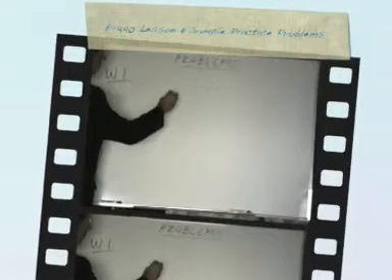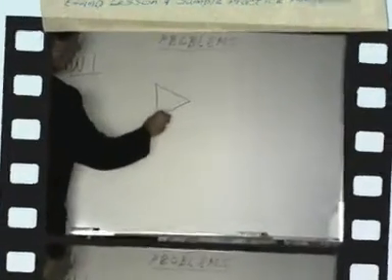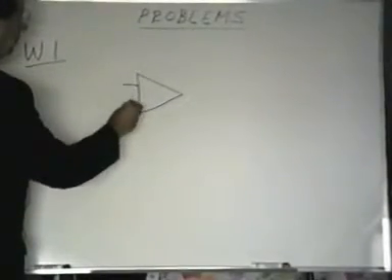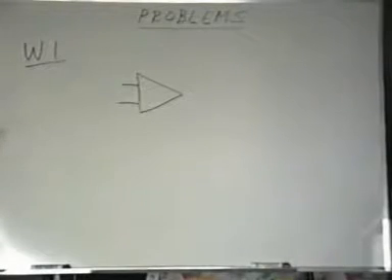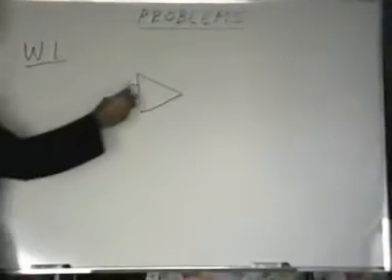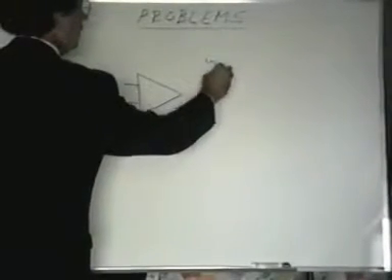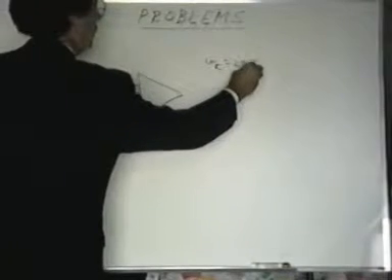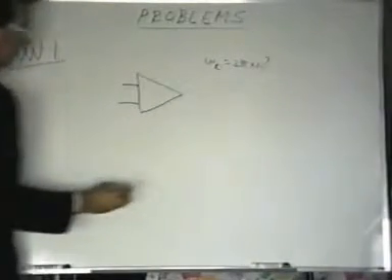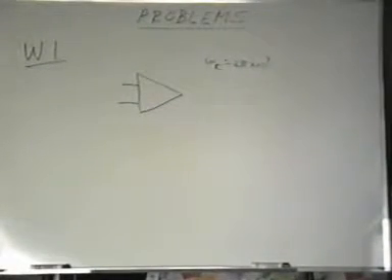In problem number 1, we have an operational amplifier, and we're told the following information about it. It has a gain bandwidth product of 2 pi times 10 to the 7th. Omega t is 2 pi times 10 to the 7th, and these would be radians per second.